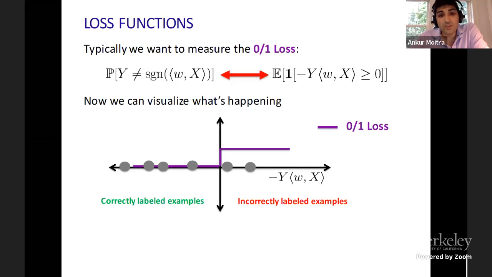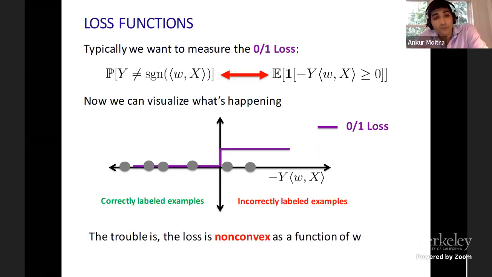And now we can visualize what's happening because we take all of our data, which are really XY pairs, and what we plot in 1D is the inner product of W and X multiplied by minus Y. All of our examples land somewhere along the line when I apply this function. And this indicator function just looks like the step function. Wherever the example lands, that's what we pay. If it lands on the positive side, we pay 1 for the loss. And if it lands on the negative side, it means it's a correctly labeled example and we pay 0 in our 0-1 loss.